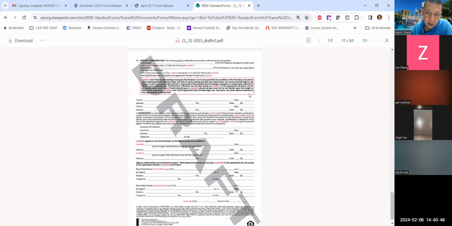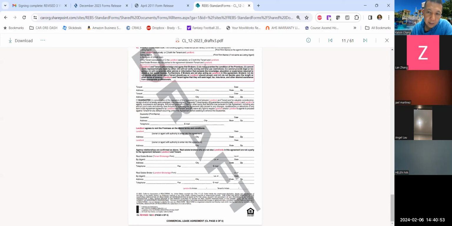This whole red box is brand new too, and I like that. The landlord and tenant acknowledge brokers do not guarantee the condition, cannot verify representations, will not verify zoning and land use restrictions, cannot provide legal or tax advice, and will not provide other advice or information regarding education or experience required to obtain a license. So all of this helps write a normal, necessary disclaimer, and I like this in all of your transactions. It's nice to acknowledge that you are not a legal, tax, or insurance person, and they should be going to their own professionals.